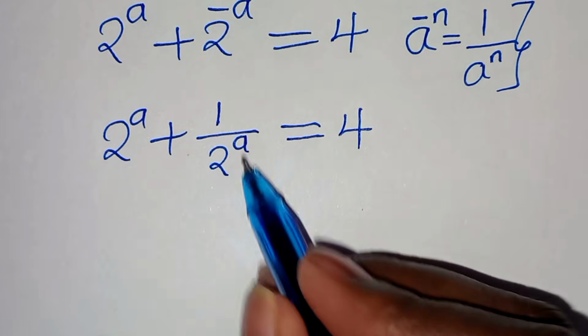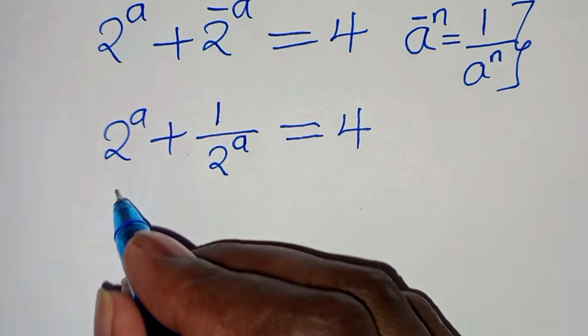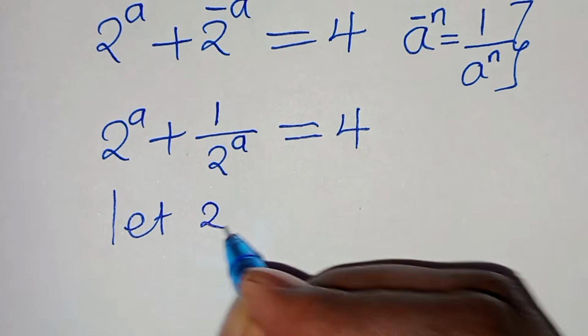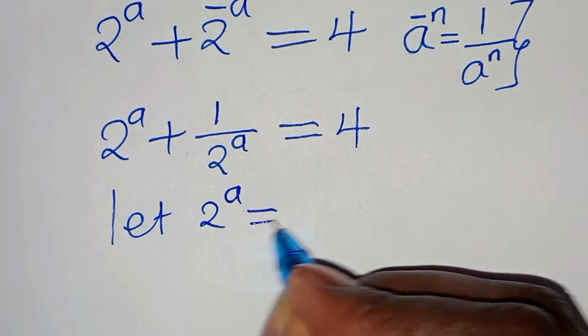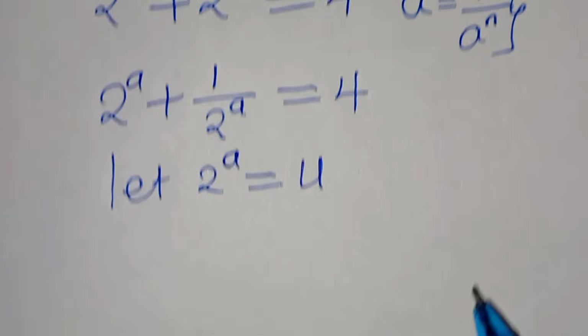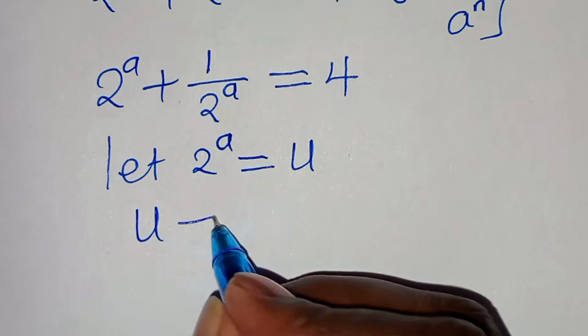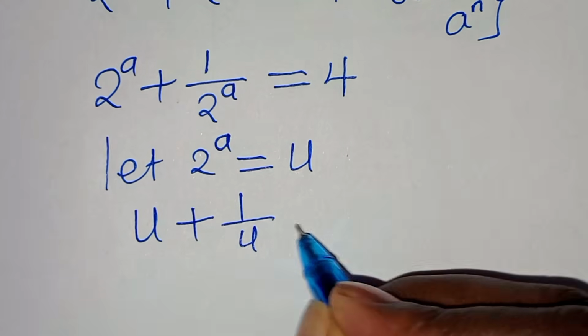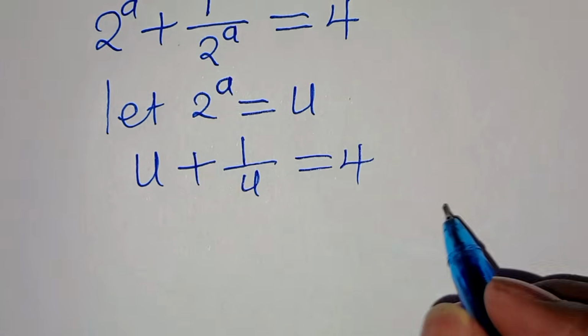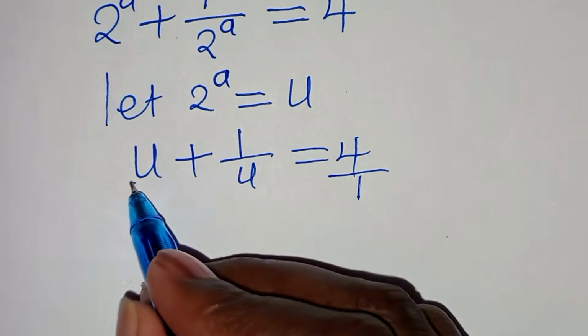We have that 2 to the power of a is common here, so we can let 2 to the power of a be equal to u. So that we have u plus 1 over u. This is equal to 4. 4 is a whole number, so this is over 1.